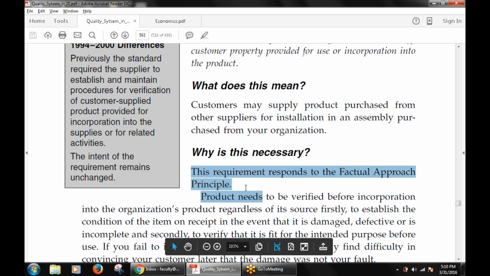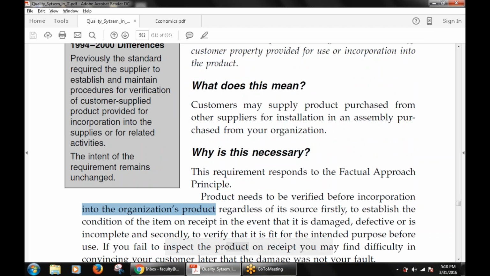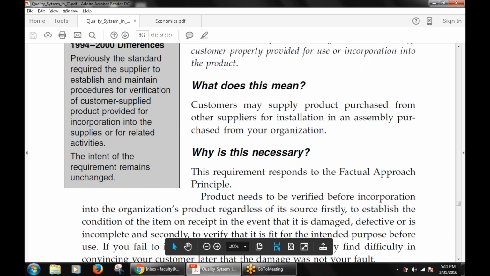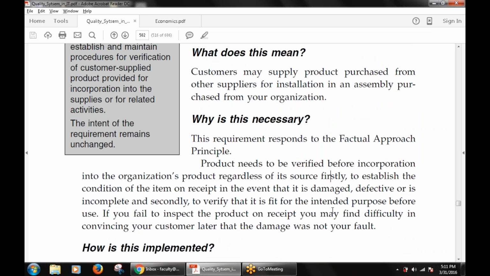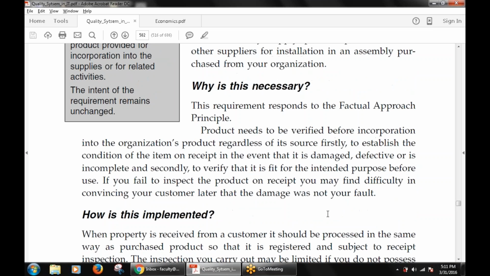So this requirement responds to the factual approach principle. Products need to be verified before incorporation into the organization's product, regardless of its source. Firstly, to establish the condition of the item, whether it is damaged, and its effectiveness or completeness. Secondly, to verify that it is fit for the intended purpose before use. If you fail to inspect the product on receipt, you may find difficulty in convincing your customer later that the damage was not your fault.